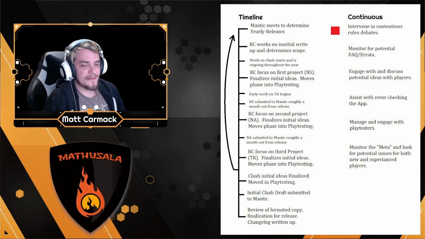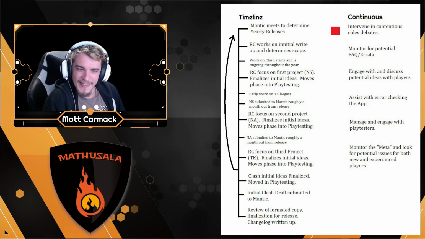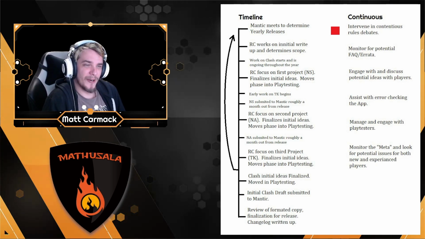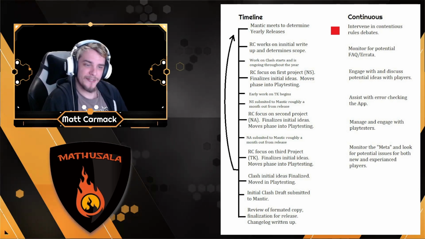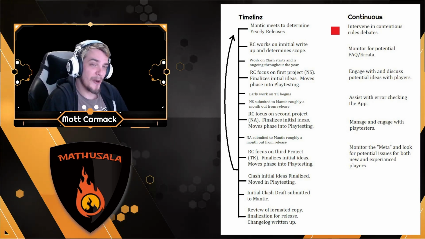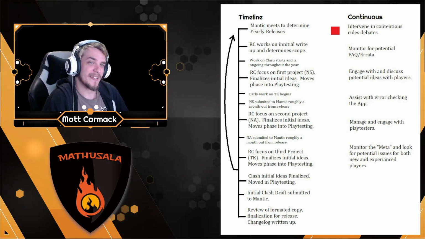So yeah, this is what the RC does, basically. This is the how-to RC 101. It's not a particularly demanding job in terms of its physicalness. Most of the work we do is research. It is a shit ton of research and discussion.